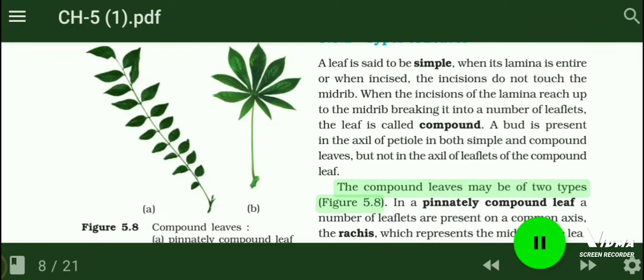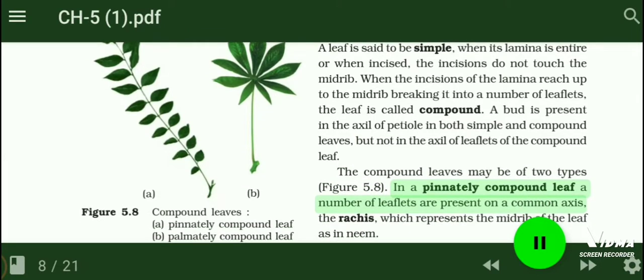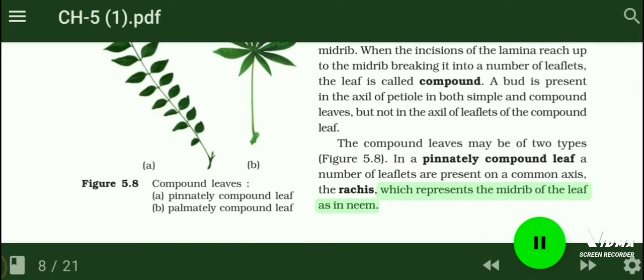The compound leaves may be of two types. Figure 5.8. In a pinnately compound leaf, a number of leaflets are present on a common axis, the rachis, which represents the midrib of the leaf as in neem.